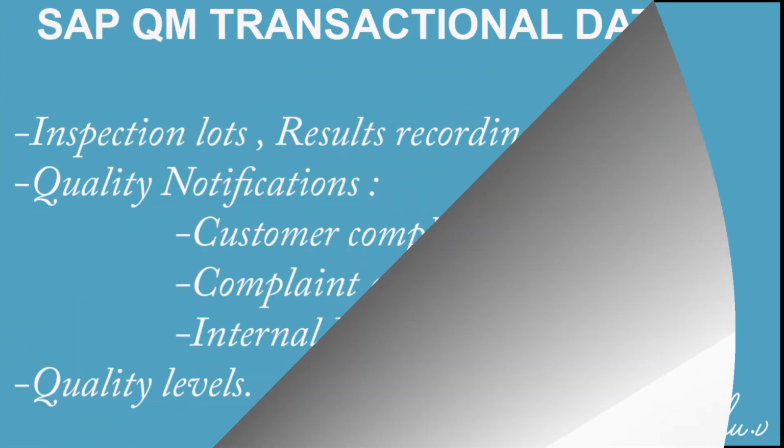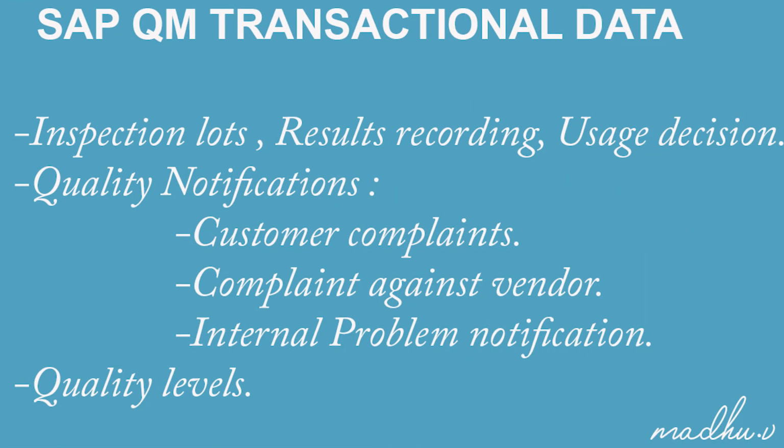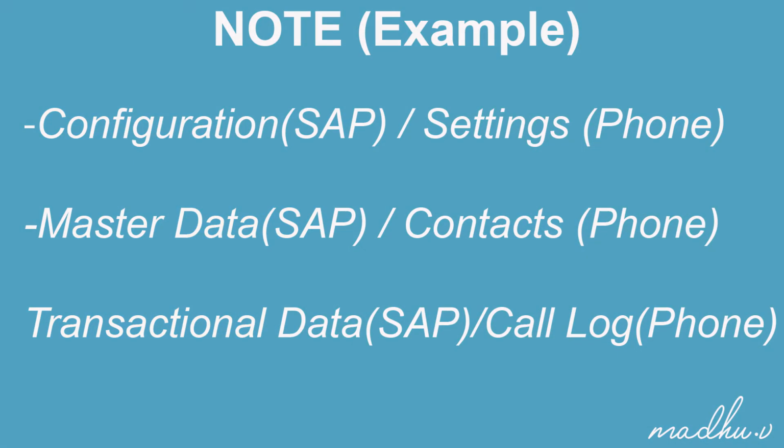This is the transactional data we are going to cover, like inspection lots, results recording, usage decision, and within quality notification, we have customer complaints, complaints against vendor, internal problem notifications, and quality levels. Okay. And now, just before closing, let me give you an idea about what is configuration, master data, and transactional data. This is a very nice example.